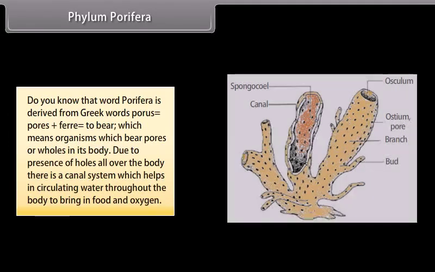Phylum Porifera. Do you know that the word Porifera is derived from Greek words porous, which is pores, plus fere, to bear, which means organisms which bear pores or holes in its body. Due to presence of holes all over the body, there is a canal system which helps in circulating water throughout the body to bring in food and oxygen.